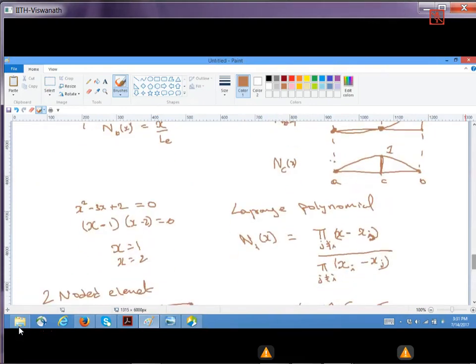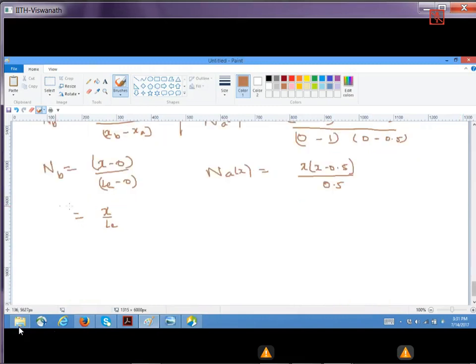I have shown this for the two noded element, and it works for three noded and n noded elements as your shape functions. Now if you have these shape functions, you can clearly write u equals ua Na plus ub Nb plus uc Nc. You can sum it up in the easiest fashion as the sum of ui Ni over the number of nodes on the element. At this point of time, I will break and ask for a few questions from your side.